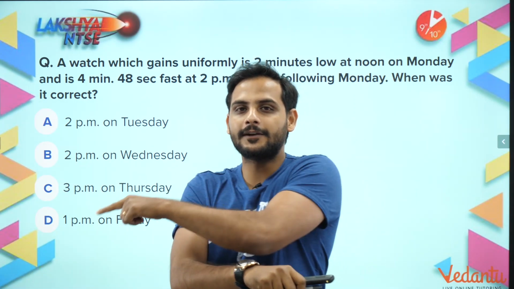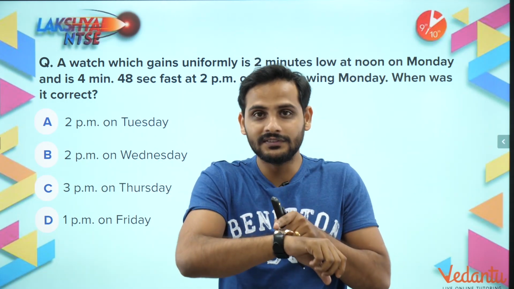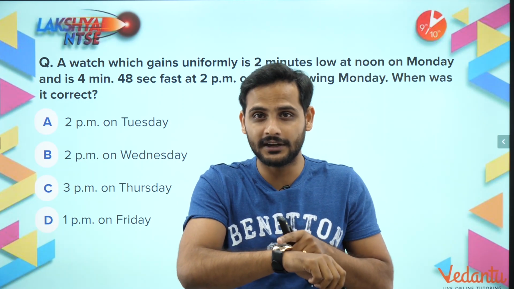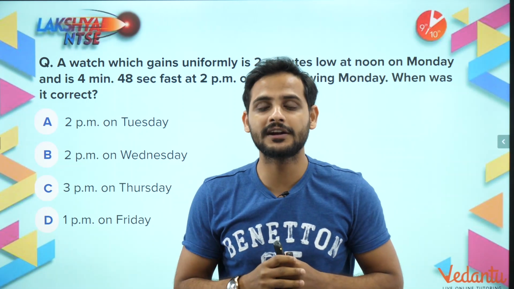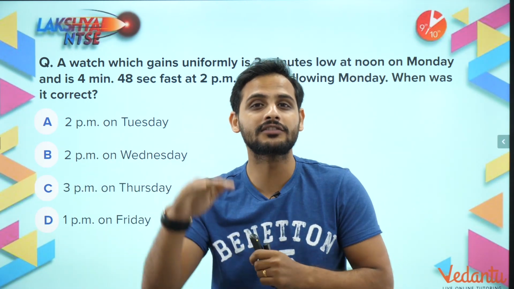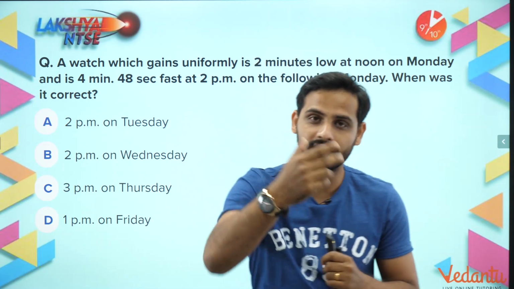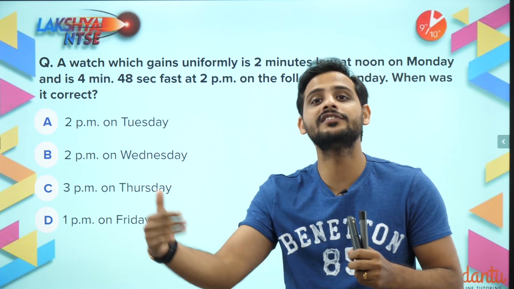Whenever 1 hour is completed in this watch, that watch is completing only 58 minutes. That means when this watch moves 60 minutes, which is the exact time, that watch moves only 58 minutes. That means the other watch is a wrong watch and it is moving slowly. So that is called a slow watch, or the watch is losing.